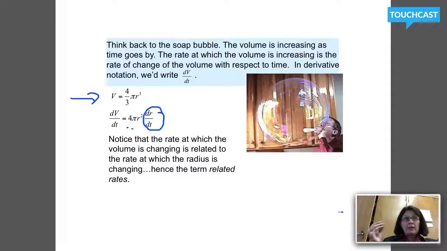So is the radius getting longer, or is the radius getting shorter, or is it increasing and then decreasing in length? And so what you notice is that the rate of change of the volume with respect to time, what we call dV/dt, is a function of, you compute it by using the value for dr/dt. So how the volume changes is related to how the radius is changing. And that's how we get this term related rates. The change in one variable with respect to time is related to, is a function of how another variable is changing with respect to time.